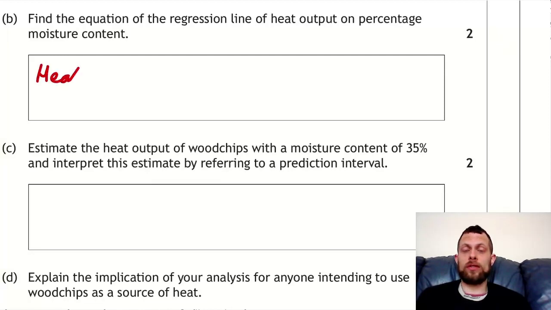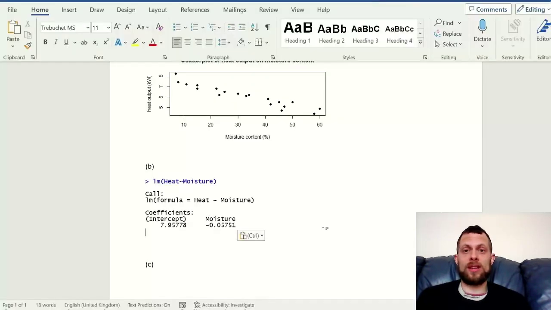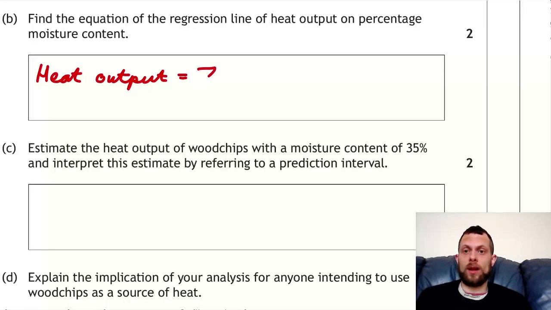And then we'll use the numbers in this output to get the formula. So I think it's simplest to keep the order of the output. The intercept 7.9 is just the number on its own. That's not multiplied by anything. So we'll have that at the beginning.